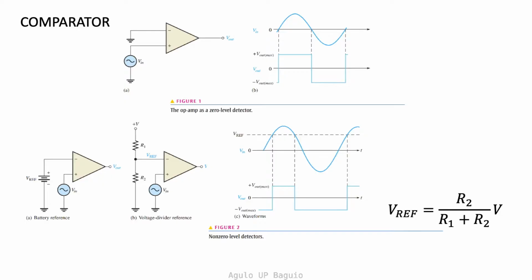negative maximum signal. In Figure 2, the inverting input is connected to a voltage divider, which provides a positive reference voltage. In the same manner as the zero level detector, the non-zero level detector switches from one saturation state to another every time the signal crosses the reference signal.